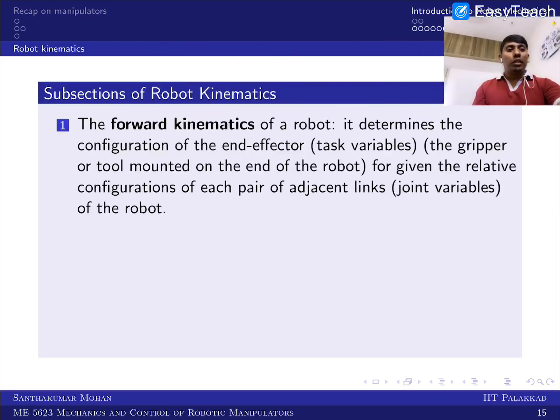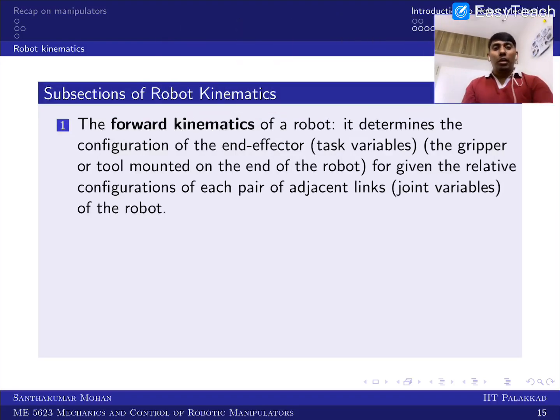So in that sense, robot kinematics will have two subsections. One is forward kinematics, where you know the joint, or you can say configuration space variables, and you are trying to understand what would be the end effector, or task space or operational space variables. For example, the forward kinematics of a robot determines the configuration of the end effector for a given relative configuration of each pair of adjacent links, which means the configuration of the joint variables. So here this is known and you are trying to find this, right? This is what we call forward kinematics.